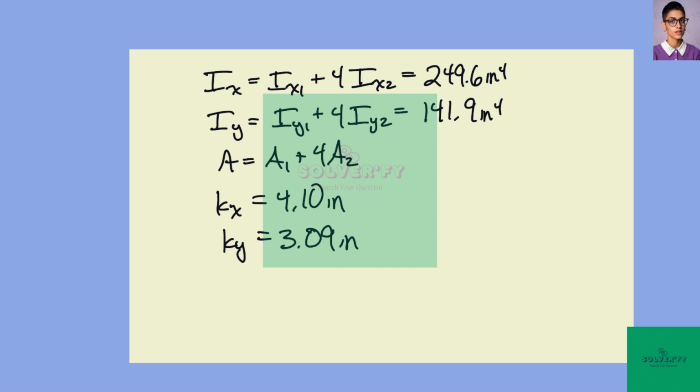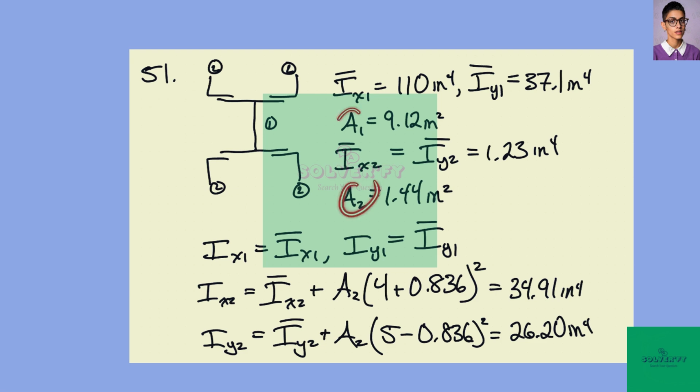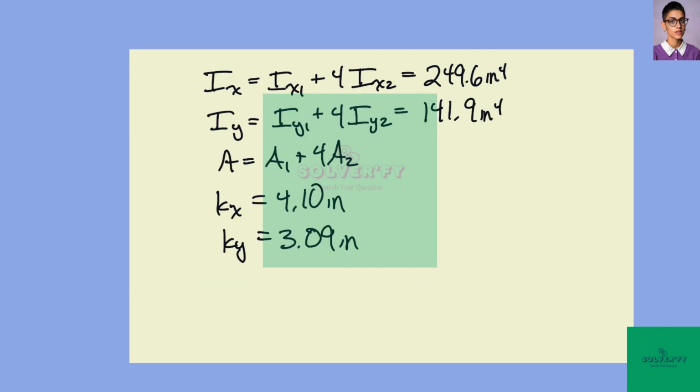To get the radii of gyration, we can figure out the total area. So we have the area of these two, and so we need to take 4 of these and get our total area. And then we can calculate our radii of gyration with all that information, and that about the x-axis becomes 4.10 inches, and about the y becomes 3.09 inches.